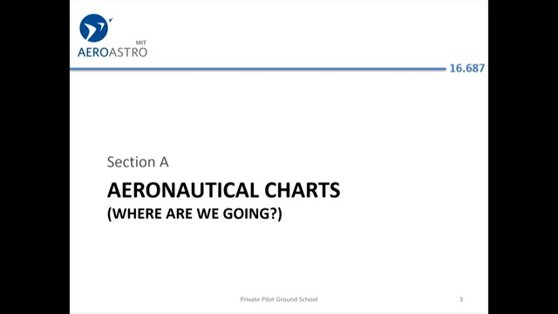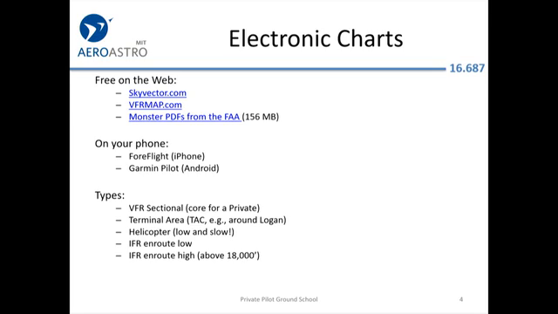So aeronautical charts help you out with where you're going. There are actually a number of electronic charts. There are a couple of websites. Skyvector.com is a great website that shows these charts. There's a search bar, so you can type in an airport, for example, and it'll zoom right in to that chart.